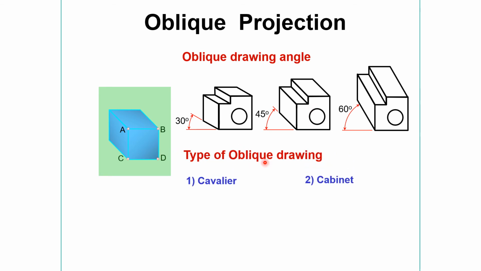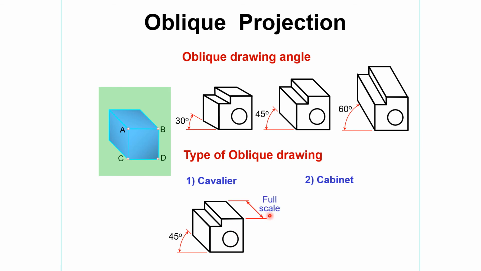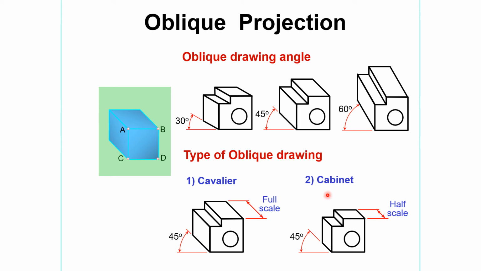Types of oblique projection or oblique drawing. There is one, cavalier, and second, cabinet. When we use 45 degrees and the projection behind the object for the third dimension is at full scale, that is cavalier. And if it is drawn at 45 degrees with the third dimension at only half scale, that is cabinet.